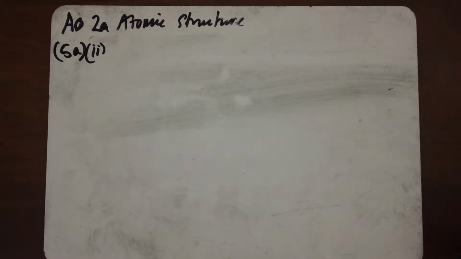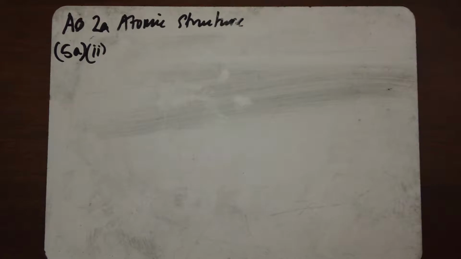Question 5a, part 2. A sample of metal silver has a relative atomic mass of 107.9 and it exists as two isotopes. In the sample, 54% of the silver atoms are the isotope with a relative atomic mass of 107.1. Calculate the relative mass of the other silver isotope. State why the isotopes of silver have identical chemical properties. And this is worth 4 marks.